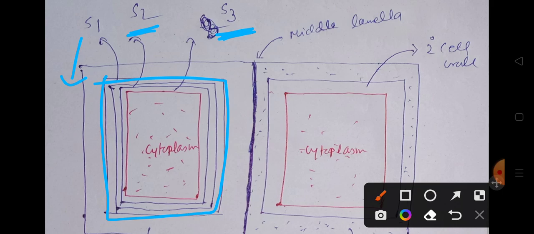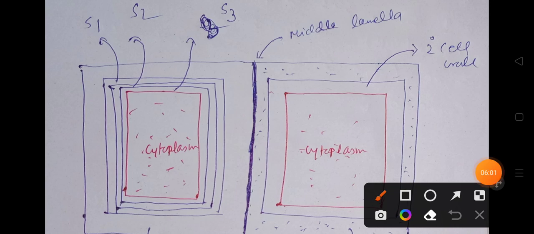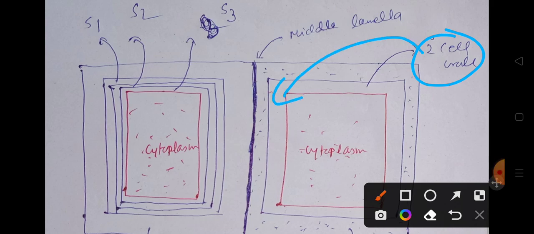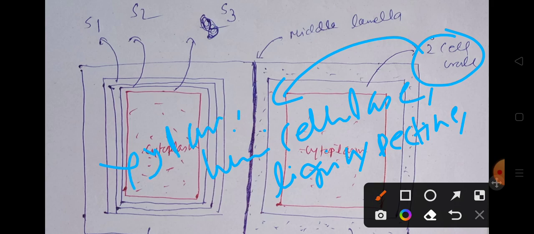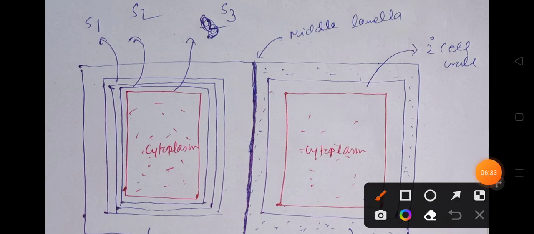Okay, so in case of the secondary cell wall, the composition is quite different from what we have studied in case of the primary cell wall. The secondary cell wall is composed of various types of polysaccharides including hemicellulose, lignin, pectin, then xylan, proteins and phenolics. Okay, and its main function is to provide mechanical support.